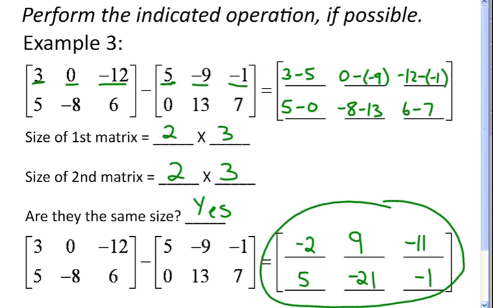And as you see, you had a 2 by 3 matrix subtracted from a 2 by 3 matrix, so your resulting answer will be a 2 by 3 matrix.